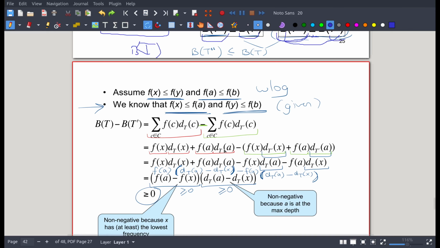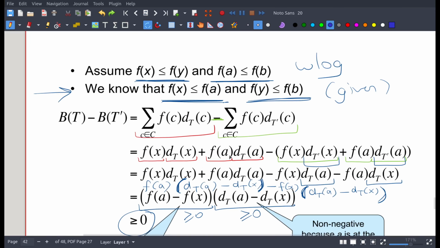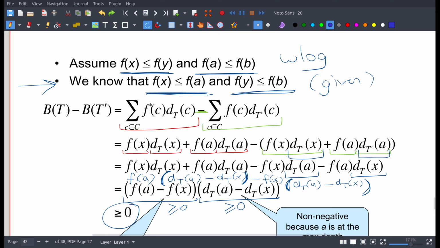And how are we proving this? We're proving this using this formula. Okay, so I'll just explain what this formula is. So we're assuming this, by the way, we're assuming f of x is less than or equal to f of y and f of a is less than or equal to f of b. This is just assumptions.